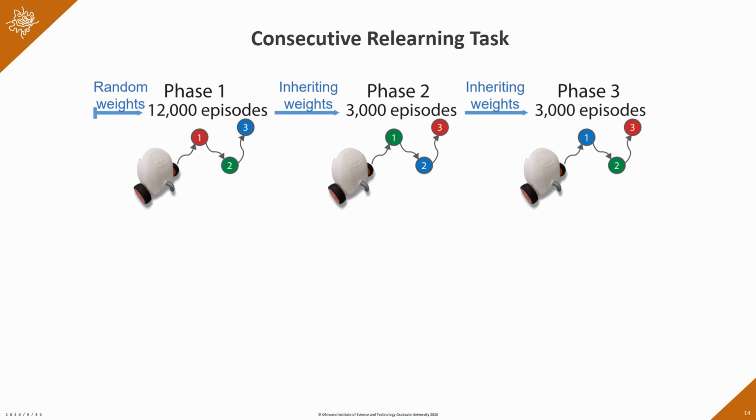In this task, the robot agent needs to adapt consecutively to changing task goals by relearning. The consecutive relearning task consisted of 3 different phases. Phase 1 is the same as the original sequential target reaching task, and phase 2 and phase 3 appeared as novel recompositions of subgoals, where the required sequences are green, blue, red, and blue, green, red, respectively. While phase 1 had 12,000 episodes, there were only 3,000 episodes in phase 2 or 3.